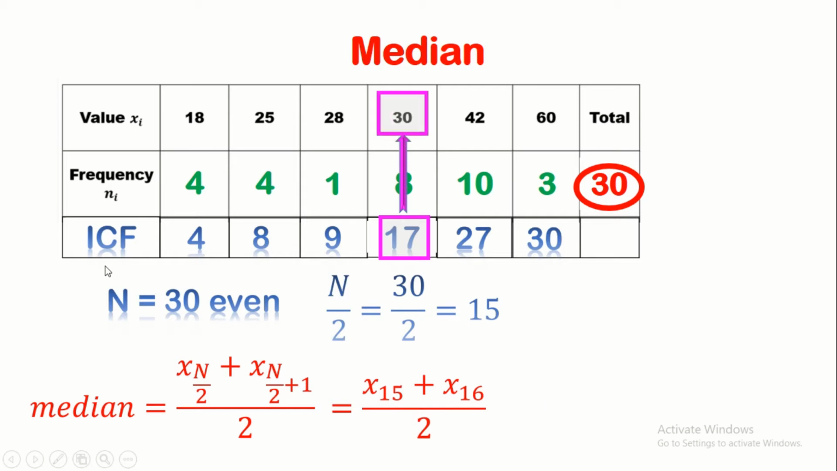If we search in the increasing cumulative frequencies, we don't have 15. We search for the number directly greater than 15, which is here 17. So x15 is 30. Well, what about x16? Also, we don't have 16. The number directly greater than 16 is the same here, 17, and its value is 30. So we say that this median is (30 plus 30), since x15 and x16 are both 30, all divided by 2, so 60 divided by 2 gives us 30.